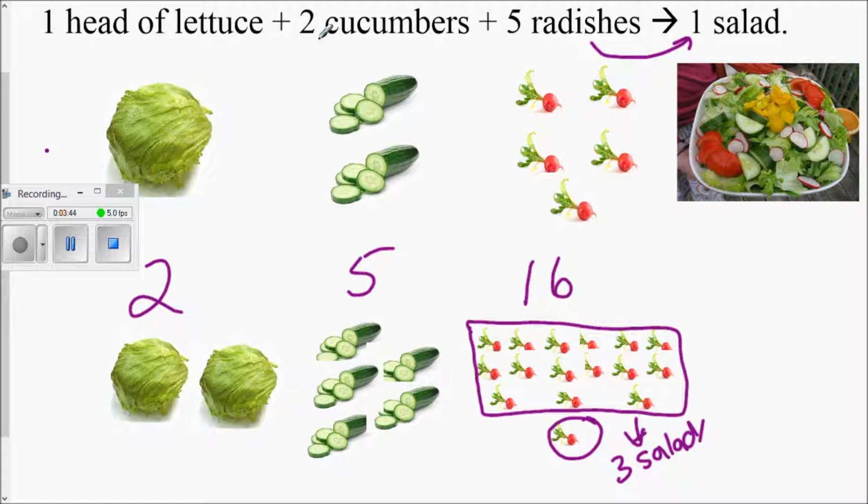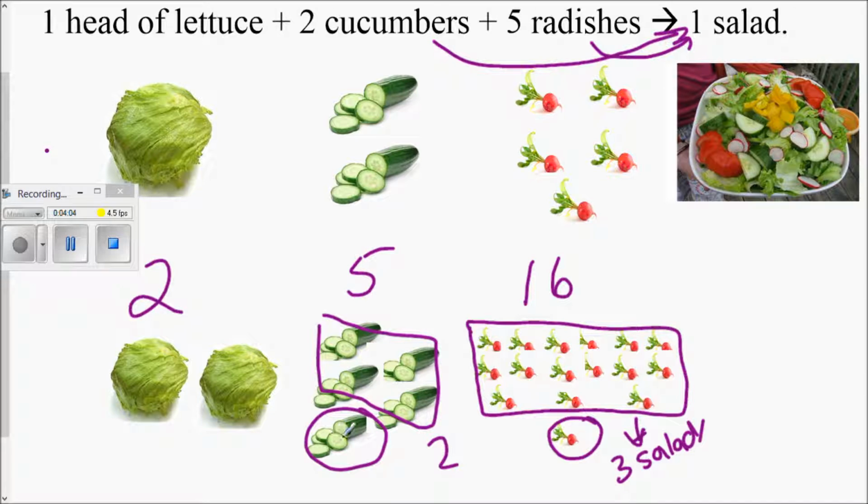Next, we have cucumbers. If we look at this, 2 cucumbers means 1 salad, a 2 to 1 ratio here. And we have 5 cucumbers, so that means I can use 4 of them. I can make 2 salads because it's a 2 to 1 ratio, but I'll have 1 cucumber left over. Okay, well, that's fine.